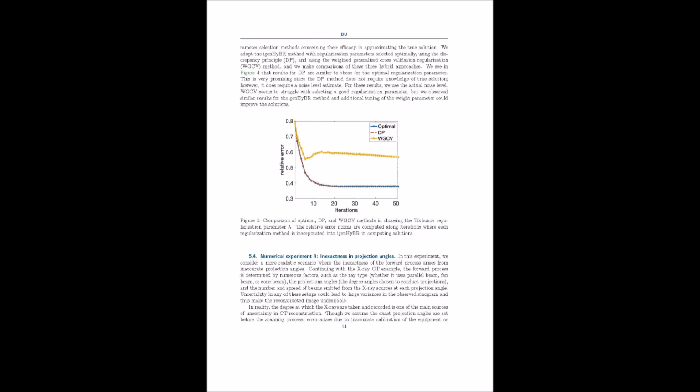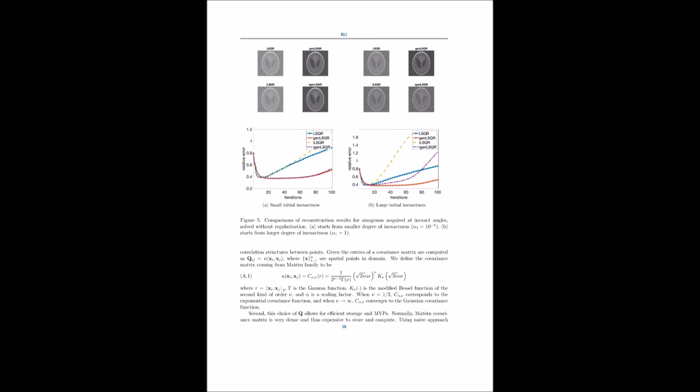But it's crucial to remember that the DP method relies on a good estimate of the noise level in the data. If our noise estimate is inaccurate, the DP method might not be as effective. It's like navigating with a blurry map again. If our understanding of the terrain is flawed, we're bound to make mistakes.